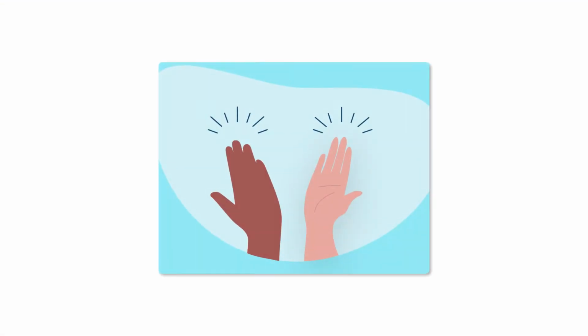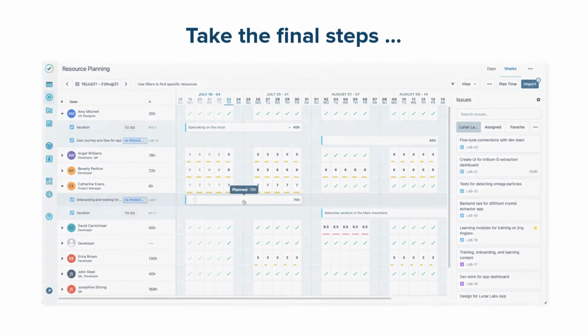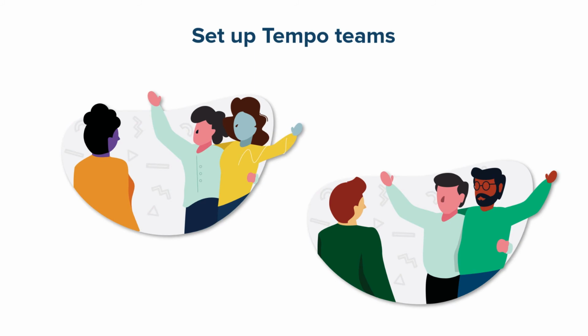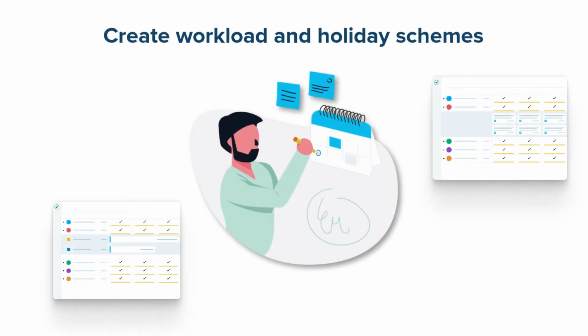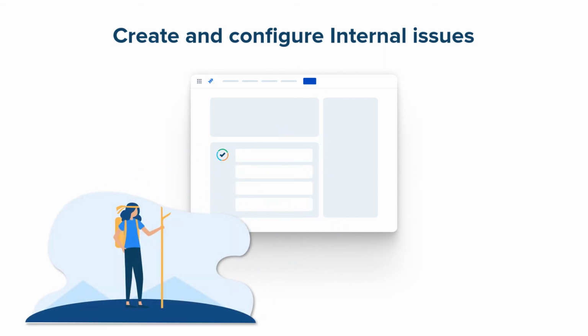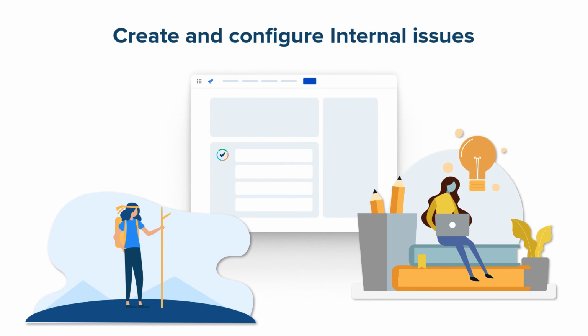And that's it. I've completed the basic steps for setting up Tempo Planner for Lunar Industries. Now to complete the full Tempo Planner setup, there are a few more tasks that need to be done, including setting up the Tempo teams, creating workload and holiday schemes to know the working capacity of each employee, and creating internal issues to let employees plan their vacations and other time off, or plan time for company meetings, training, or other events.